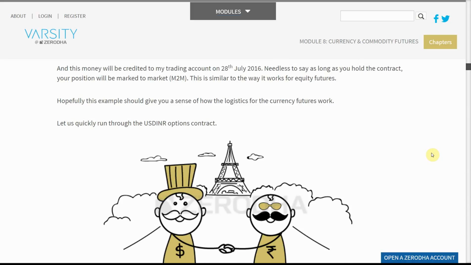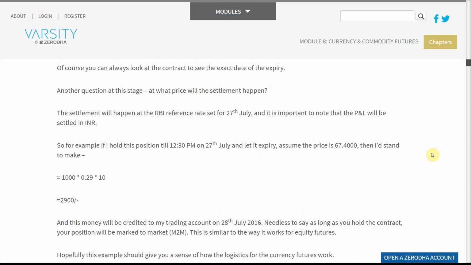Needless to say, as long as you hold the contract, your position will be marked to market, M2M. This is similar to the way it works for equity futures. Hopefully this example should give you a sense of how the logistics for the currency futures work.